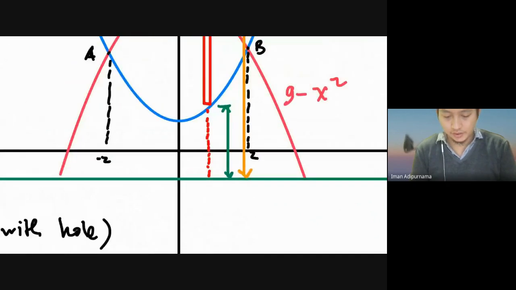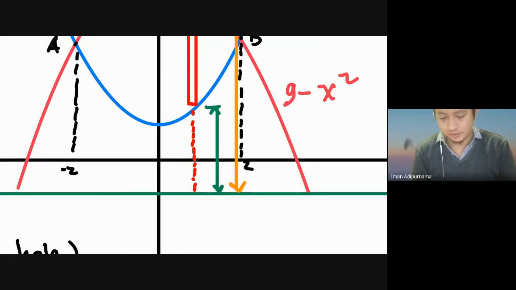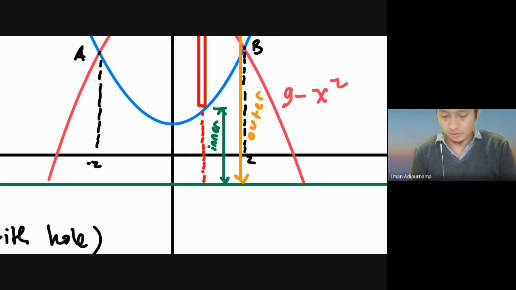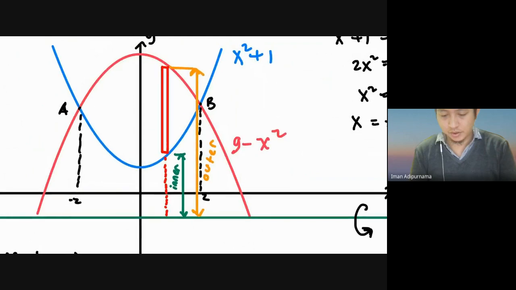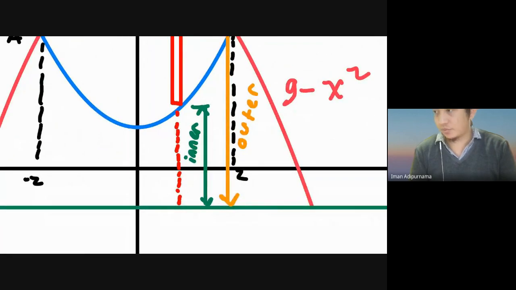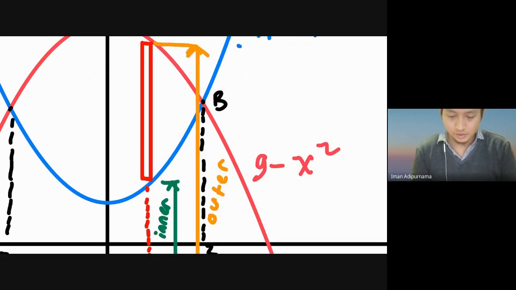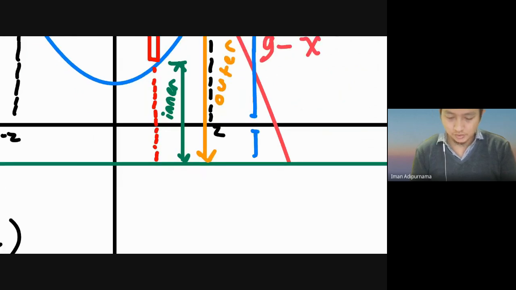And the inner radius, this green color here, this is inner and this is outer. The inner one is the blue curve, x squared plus 1, and then plus 1. So this plus this. Hope you get the idea. The outer radius, this, plus this.